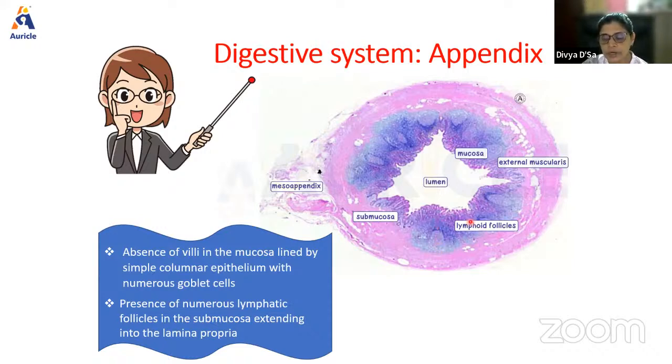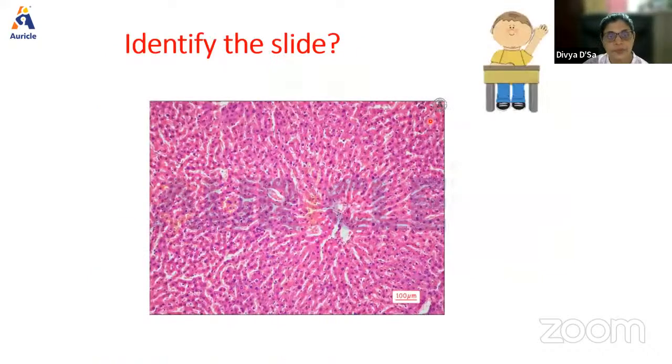So because of that, what happens? The muscularis mucosae layer, which is present, is very disrupted here, because of that extension.